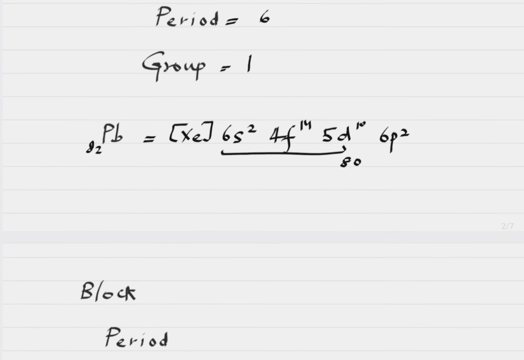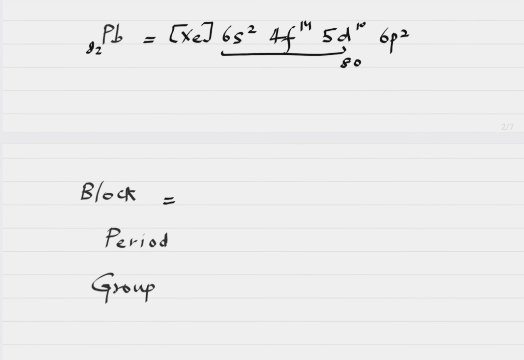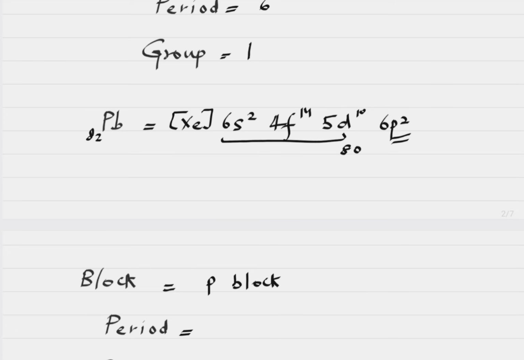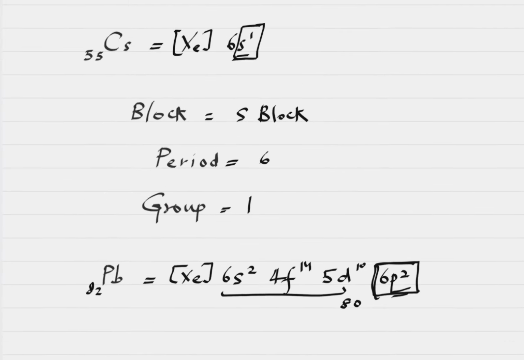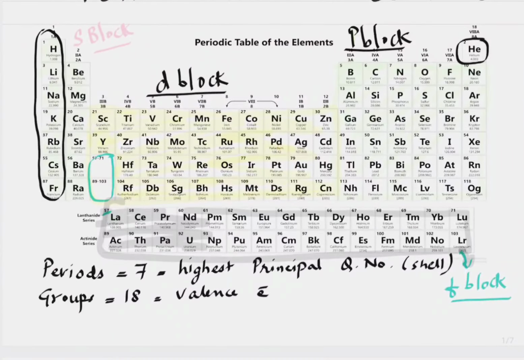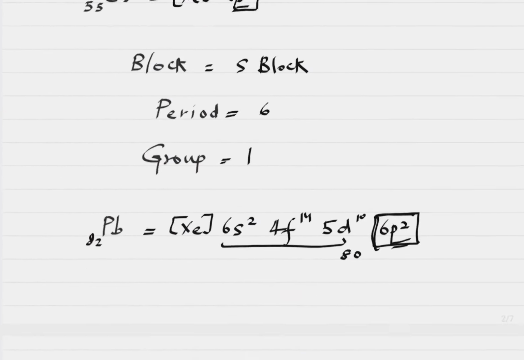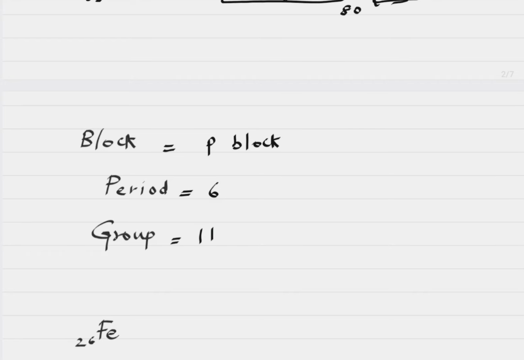Okay. Now, block number, p block of course, because the last electron is entering the p block. Period number, highest principal quantum number or highest n, which is 6. Group number. Now group number here is second group of p block. But we know that before p block starts we have 12 other groups. So 12 plus second group of p block, that means 14. So the group number would be 14.